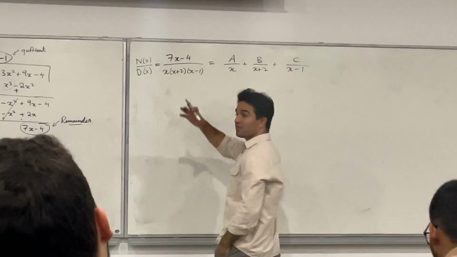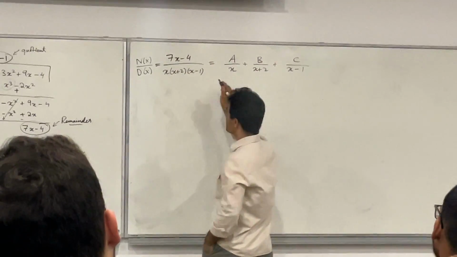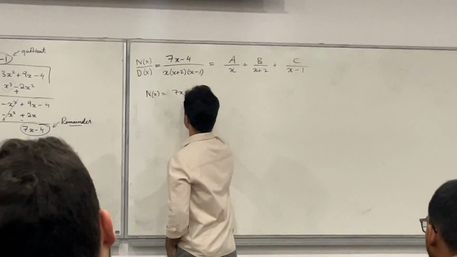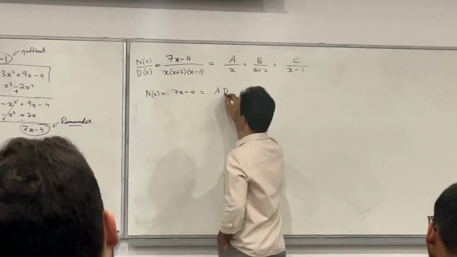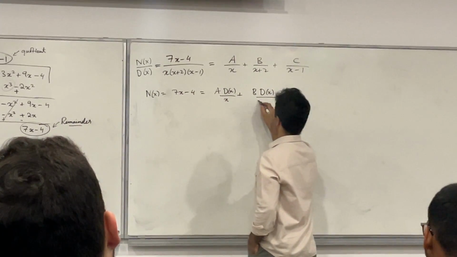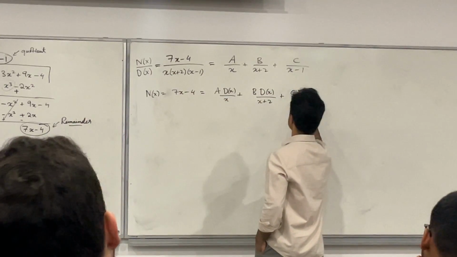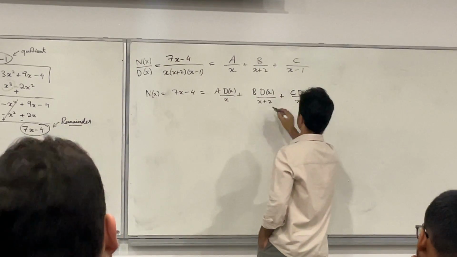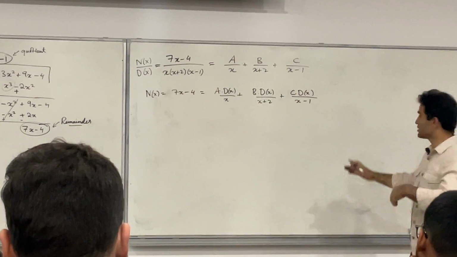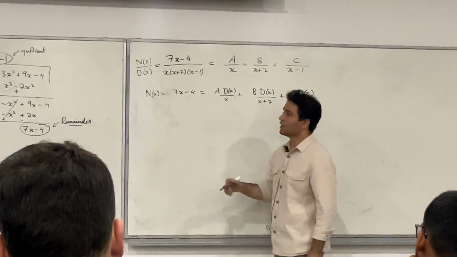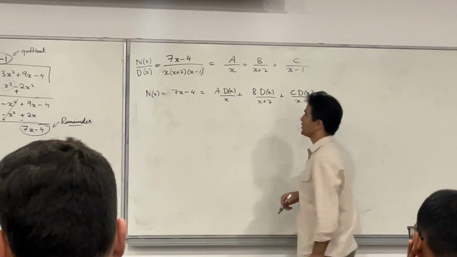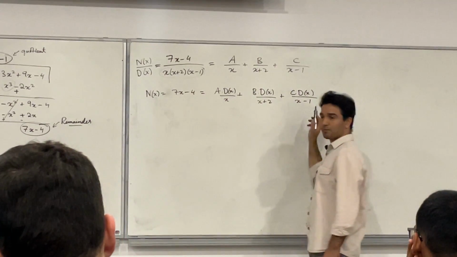And let's just multiply everywhere by the denominator. Right, so I'm saying basically the numerator of x, which is 7x minus 4, is a times the denominator over x, plus b times the denominator over x plus 2, plus c times the denominator over x minus 1. Just multiply everywhere by this denominator. That clears the denominator here, that just leaves the numerator on the left. And over here, everyone gets multiplied by the denominator.